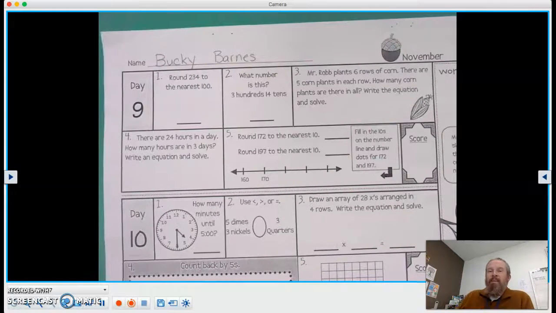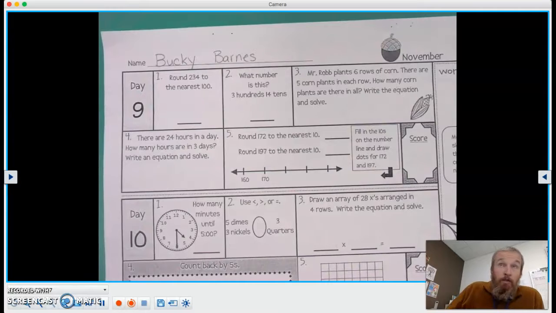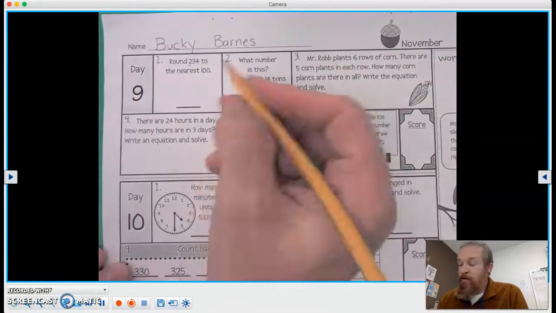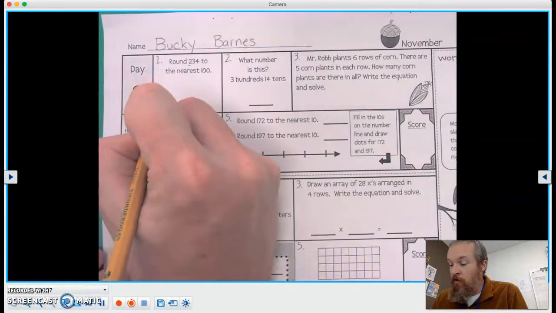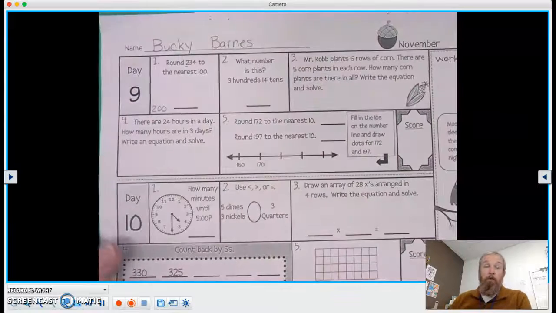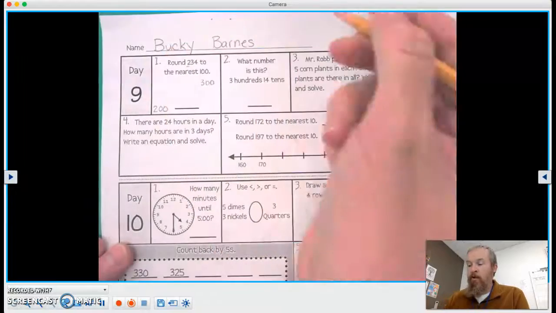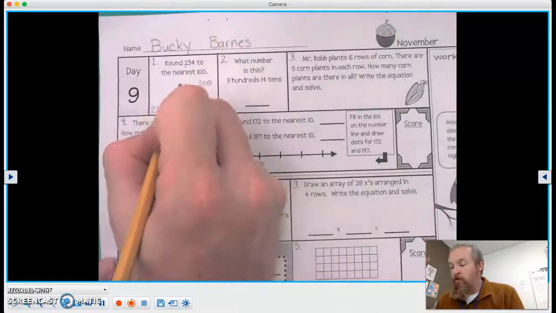Round 234 to the nearest 100. So let's just say the number again. 234. Okay, 200. So that's one of our options. The 2 in 200, right? So it's either going to be 200, or what's 1 more than 2? 3. Or 300.